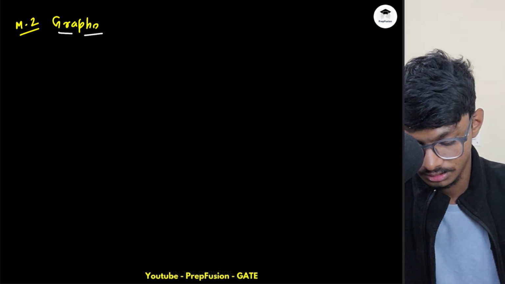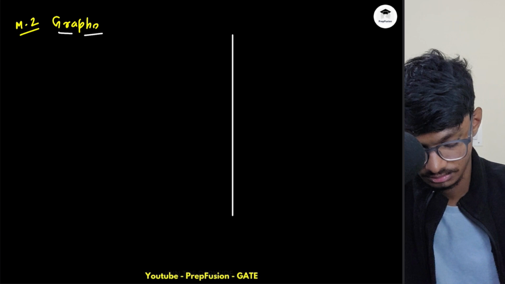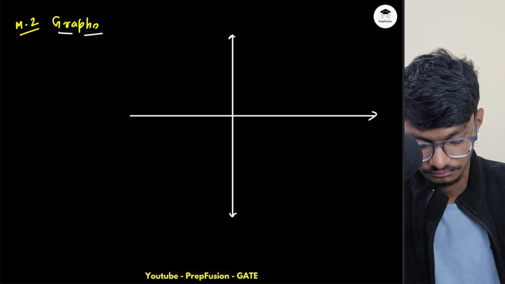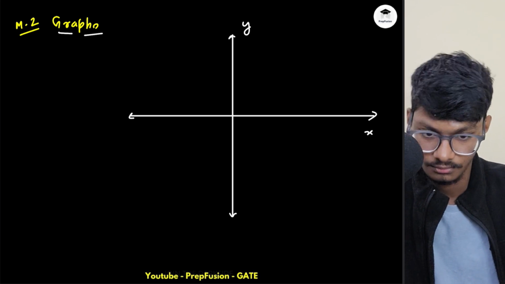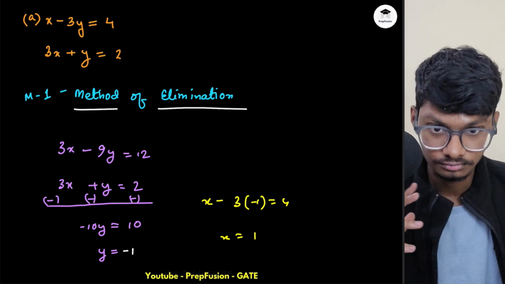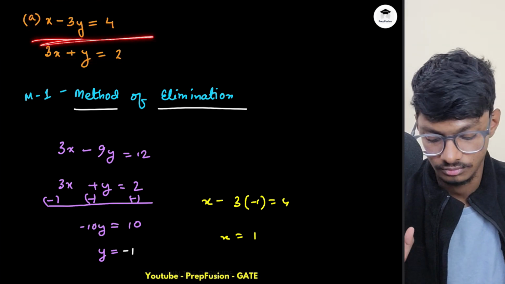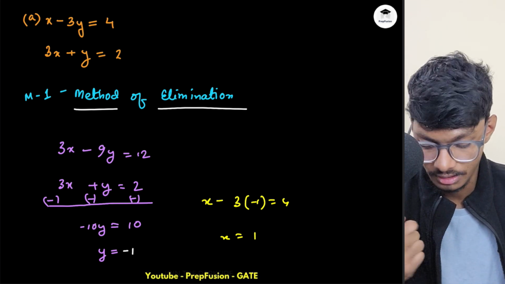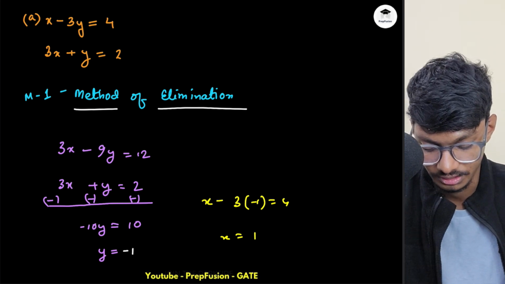Again, let me just plot the axes. X and y. Now let's plot these two straight lines again. What is this straight line? Its x intercept is 4 and its y intercept is minus 4 by 3.